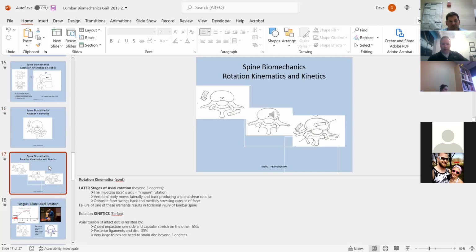Yeah, this is exactly what I was talking about before. That bottom right image.